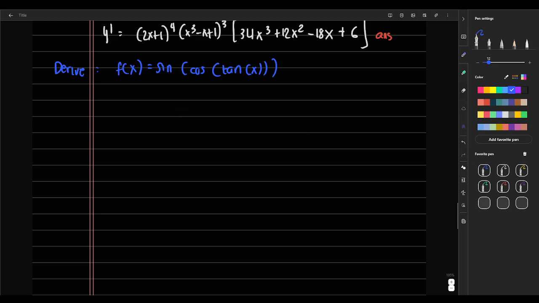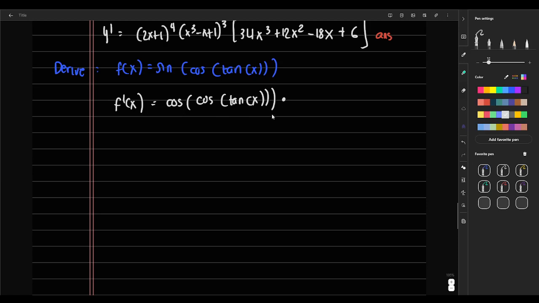Okay, so deriving this, first is to derive the sine function. The derivation of the sine function is a cosine, so you will just change that to cosine. Then deriving the cosine would give us negative sine, right? So copy here the cosine of tangent of x, and another parenthesis.